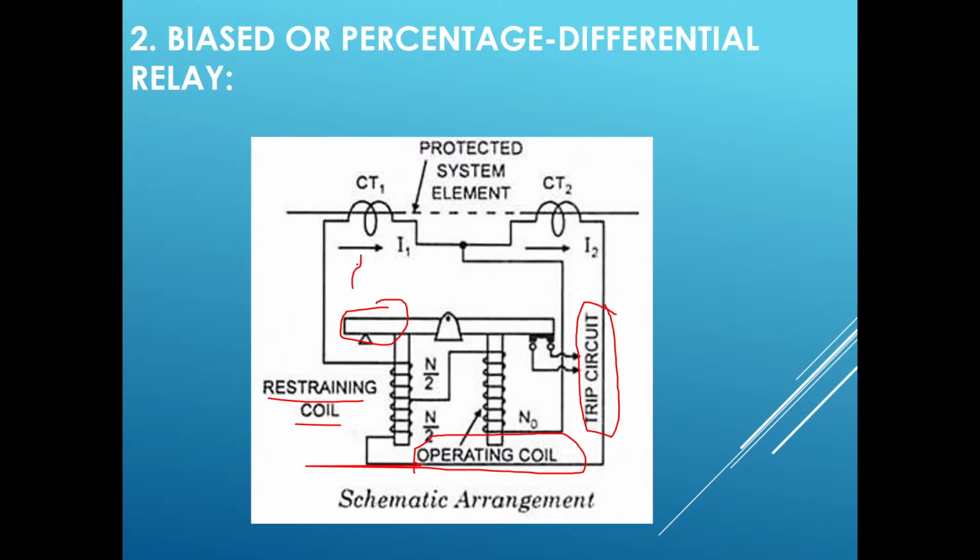So if the torque developed by the restraining coil, tau r, will be greater than the torque developed by the operating coil, tau naught. Tau r will be greater than tau naught.